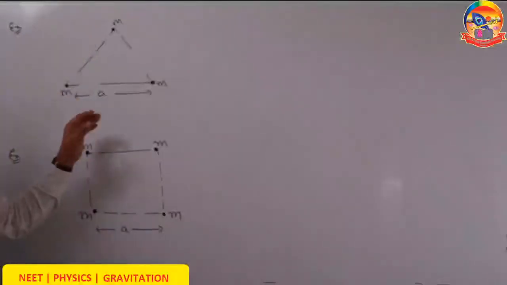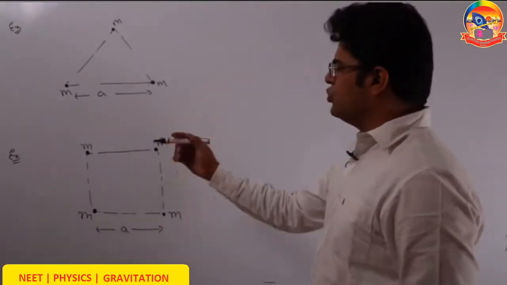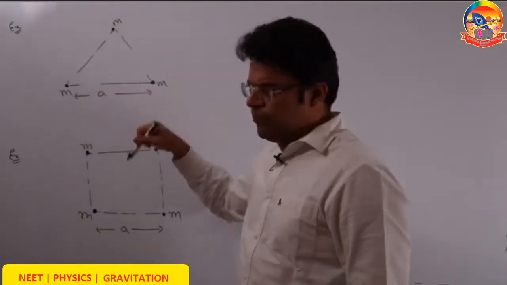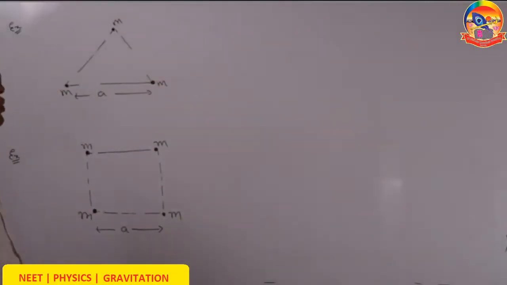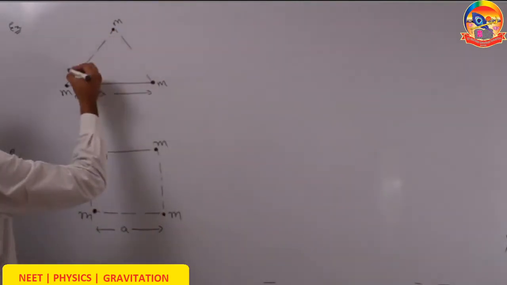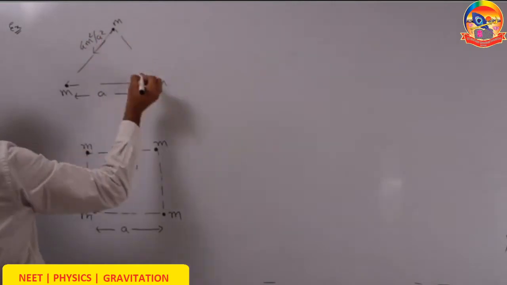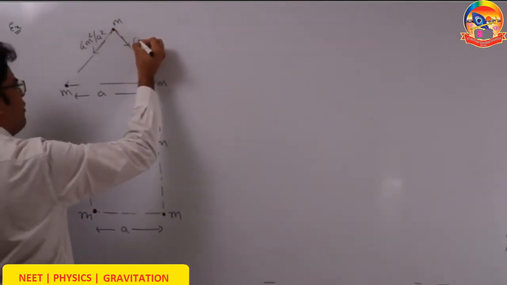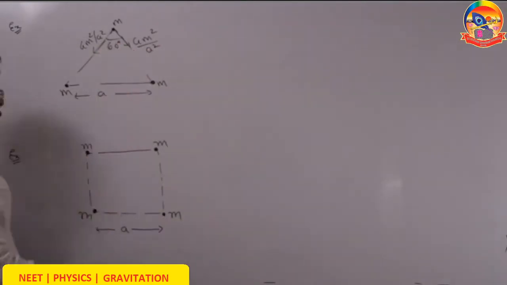So now, let's do two questions on Newton's law of gravitation. First question: there are three equal masses m placed at three corners of an equilateral triangle of side length a. The question is, what is the net gravitational force on any one mass because of the other two? Because of this mass, on this mass there will be a force of attraction G m squared by a squared. Because of this other mass, there will also be a gravitational force of attraction G m squared by a squared. These two forces will be inclined at an angle of 60 degrees.